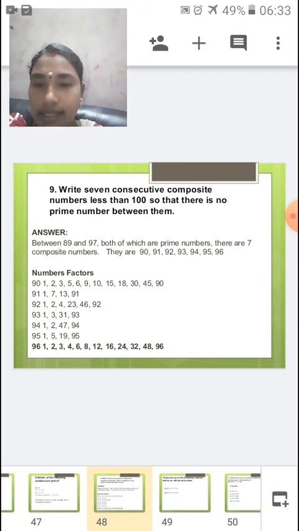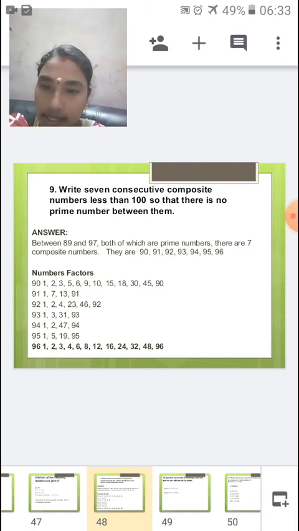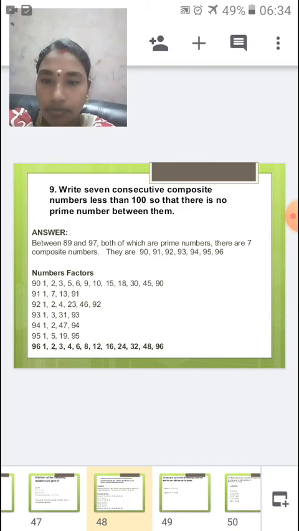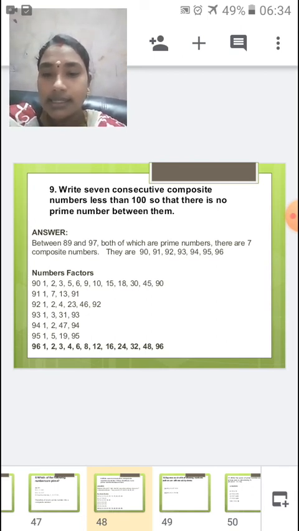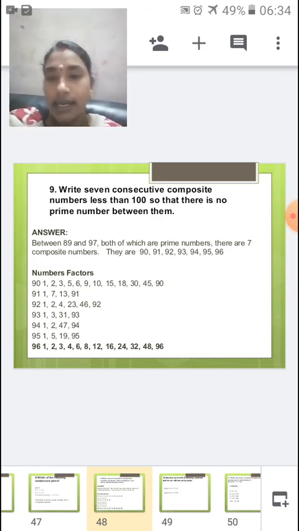Okay. And 93 we have factors as 1, 3, 31 and 93. So this is also a composite number. And next we have 94, that is 1, 2, 47, 94. So 94 is also a composite number. 95 we have 1, 5, 19 and 95. 96 we have the factors as 1, 2, 3, 4, 6, 8, 12, 16, 24, 32, 48 and 96.